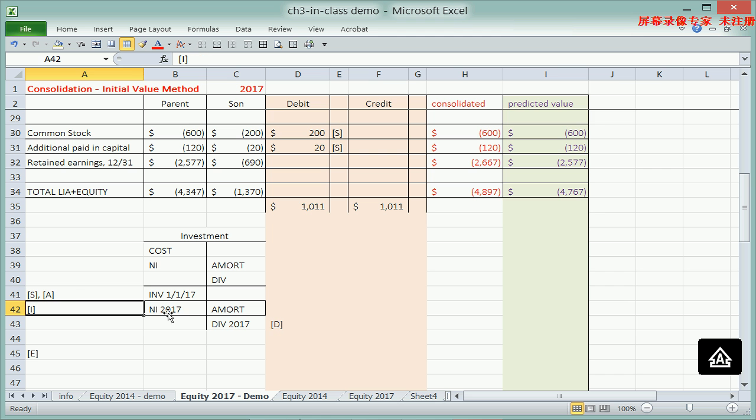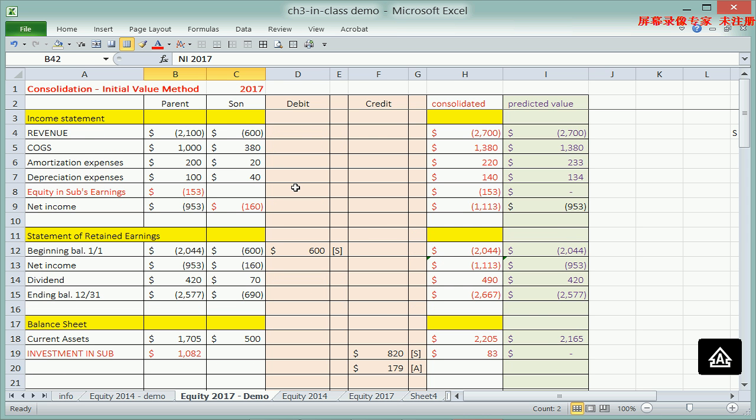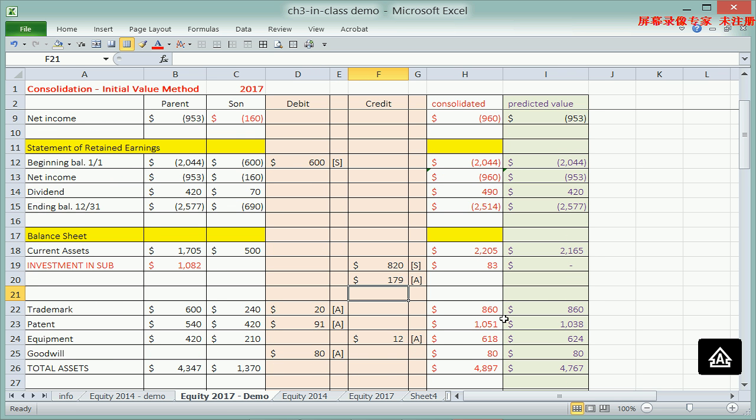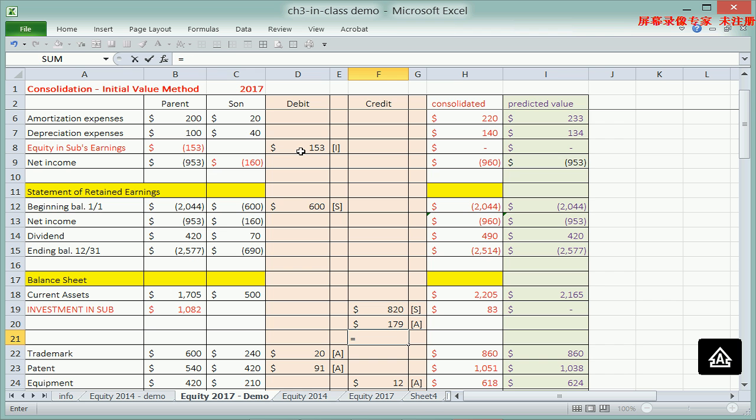And next I need to eliminate my net income minus amortization of my investment account by the I entry, which is basically the equity in subsidiaries earnings. This account has a negative remaining balance, so we need to debit this account. And then this is my I entry. I means income, so I do the 153 as my I, so I credit my investment.